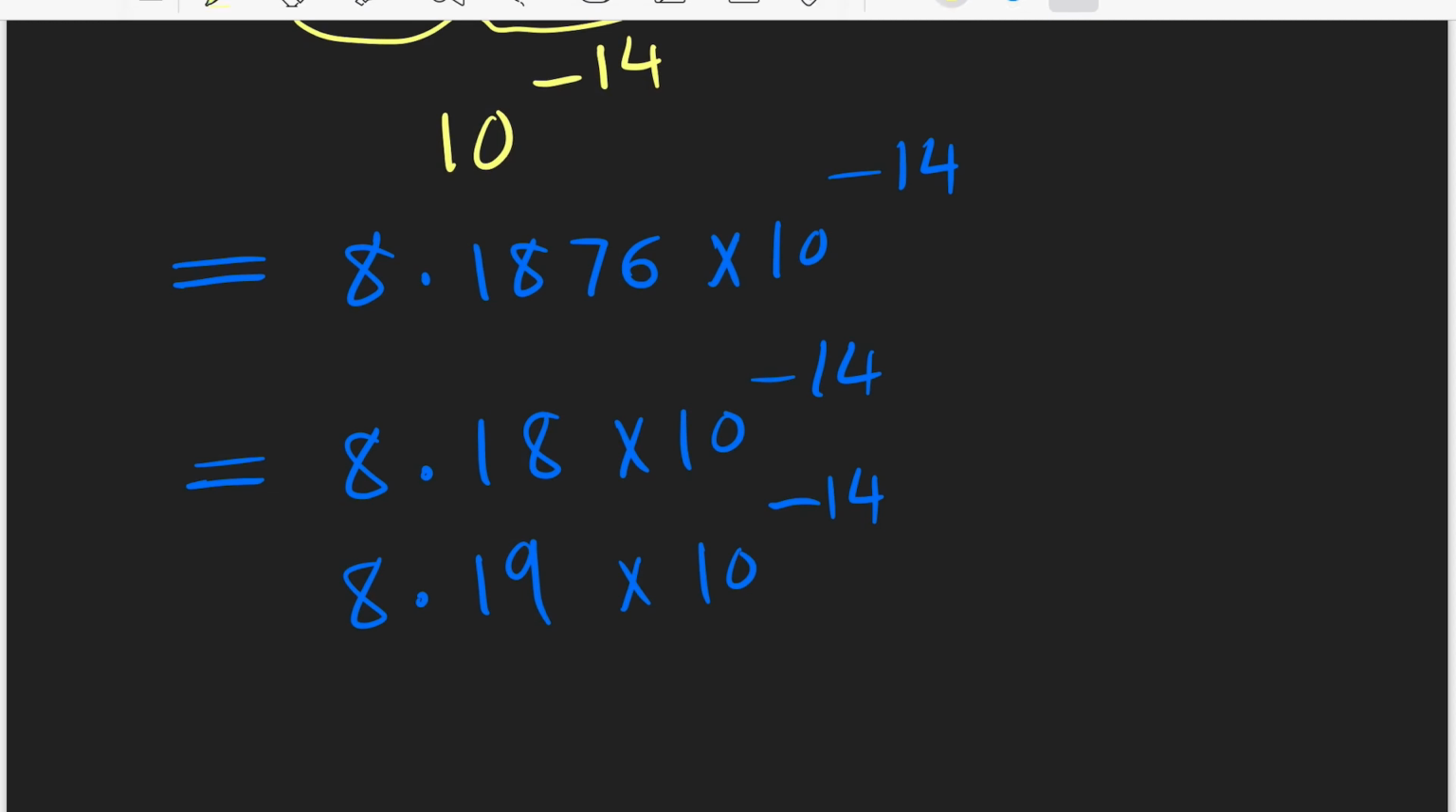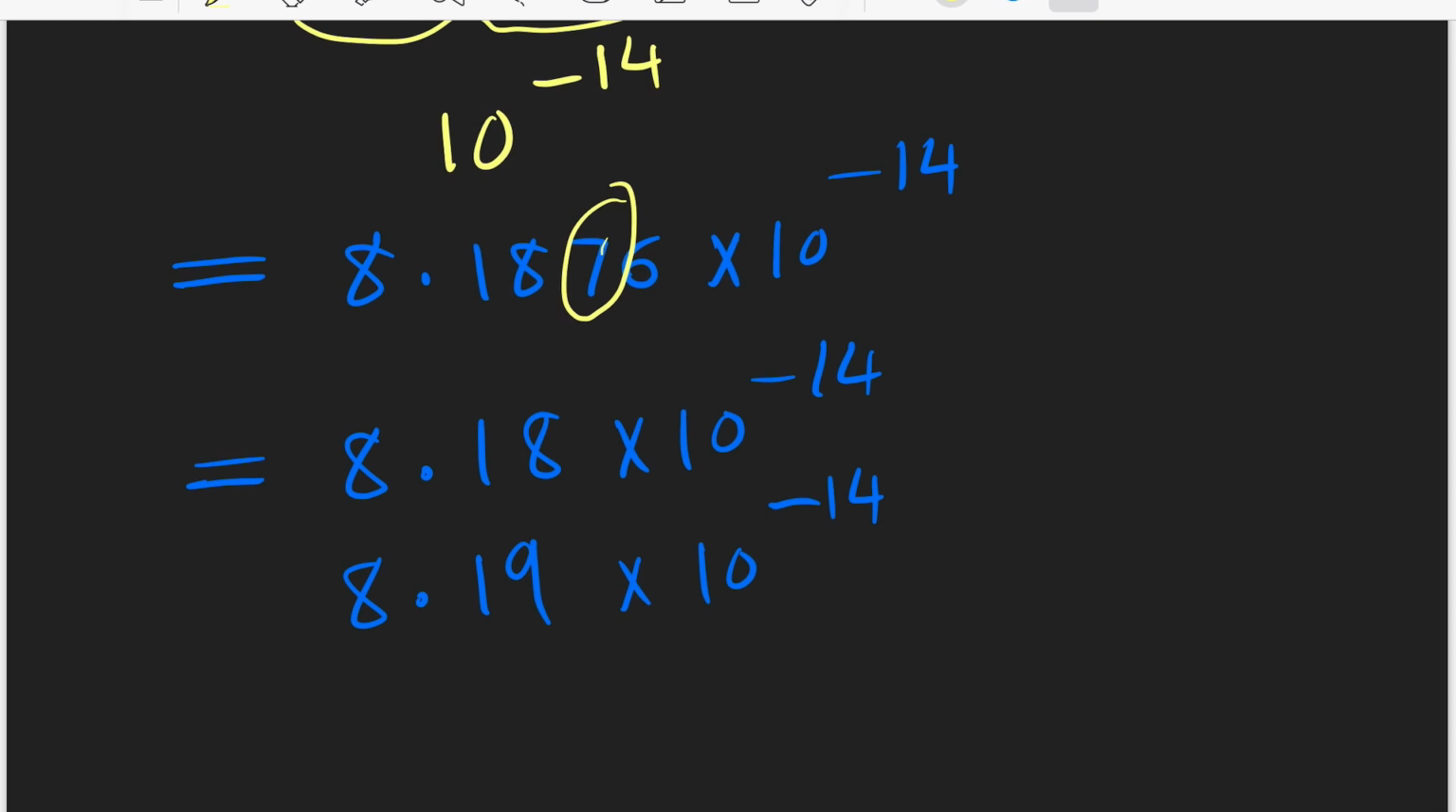In fact, in the last row, I have rounded. So as you see, this digit is 7, which is greater than 5. So when I want to write the final result, I should pay attention to this and round the last digit, and write 8.19 times 10 to the power of minus 14 instead of 8.18 times 10 to the power of minus 14.